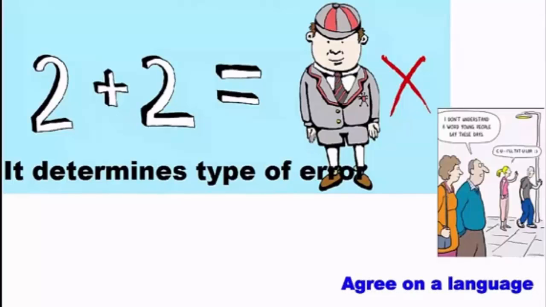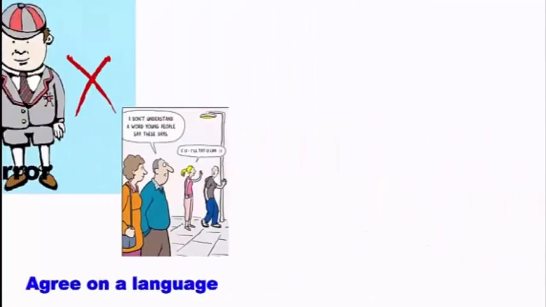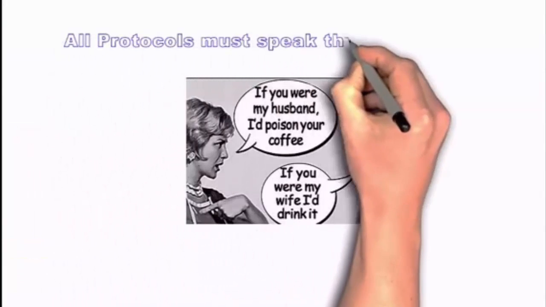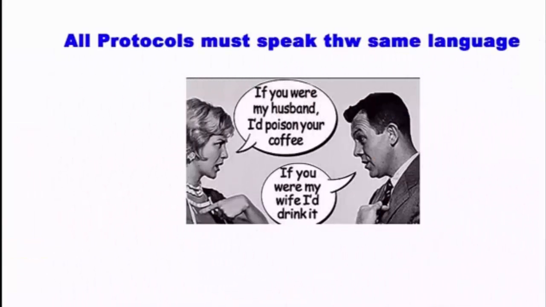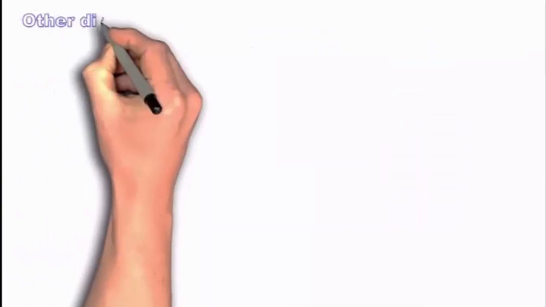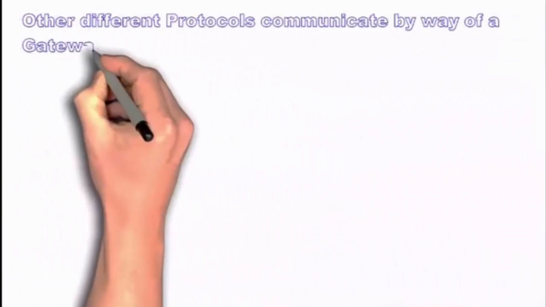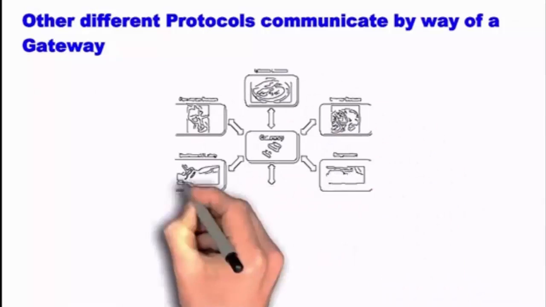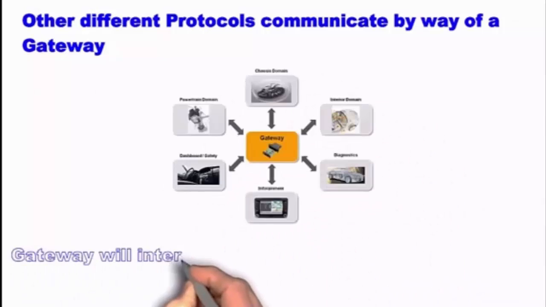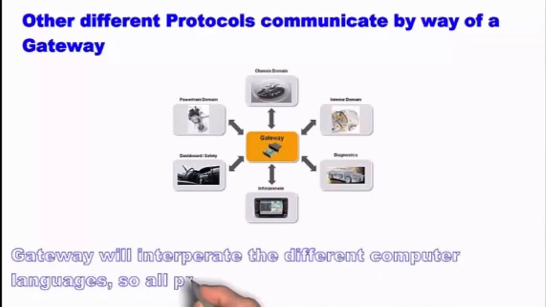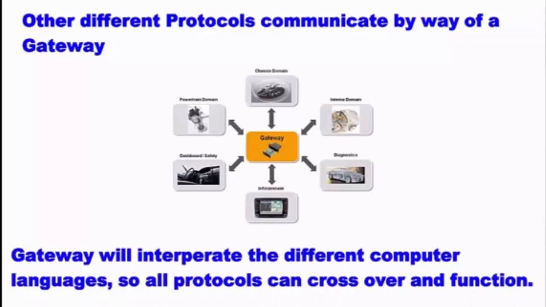We simply cannot have one module transmitting at one speed and the receiving module receiving the message at a different speed. The same applies with the language. All modules that are part of the same protocol must all speak the same language. This doesn't mean that other protocols the manufacturer may have used cannot communicate between the different protocol systems. This is accomplished by the use of a gateway, where the gateway will interpret the different computer languages so all protocols can cross over and function in unity with each other.